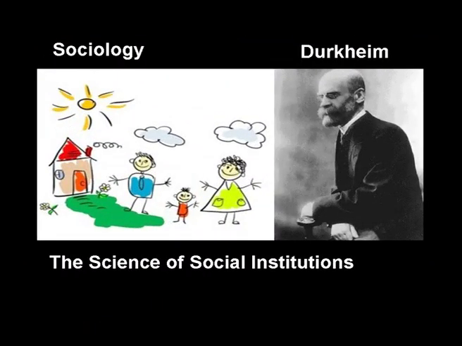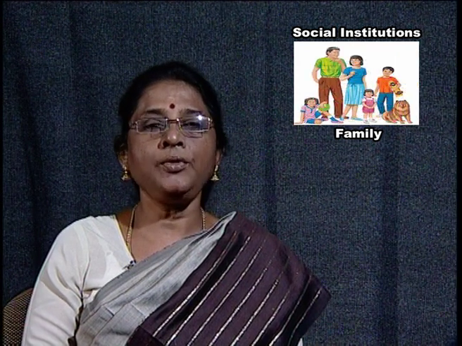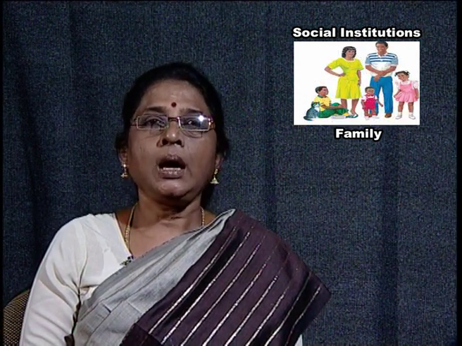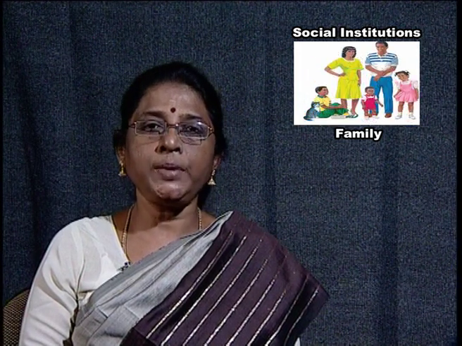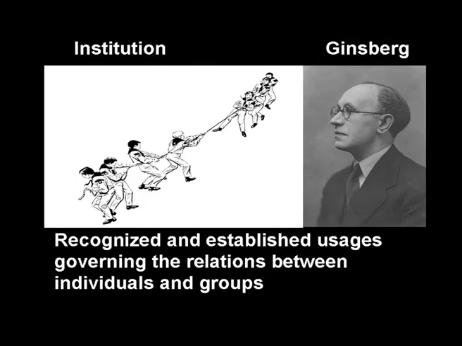Durkheim used the term to define sociology as the science of social institutions. Various interpretations have been given for institutions. I will present to you some definitions on social institutions. An institution is a formal, recognized, established and stabilized way of pursuing some activity in society. According to Ginsberg, institutions may be described as recognized and established usages governing the relations between individuals and groups.